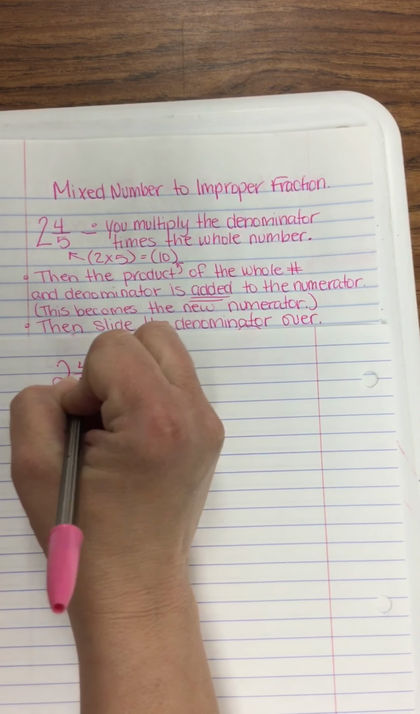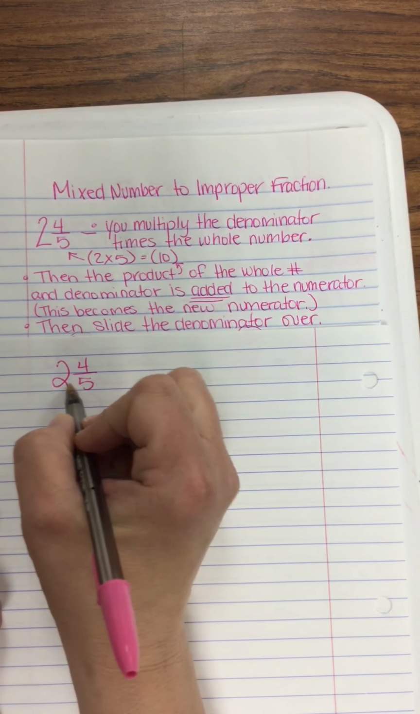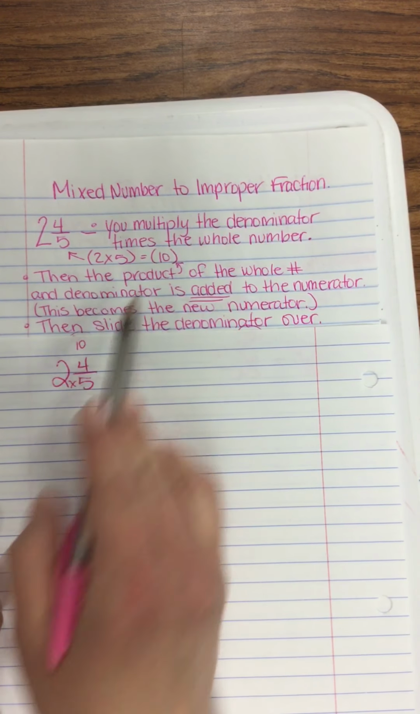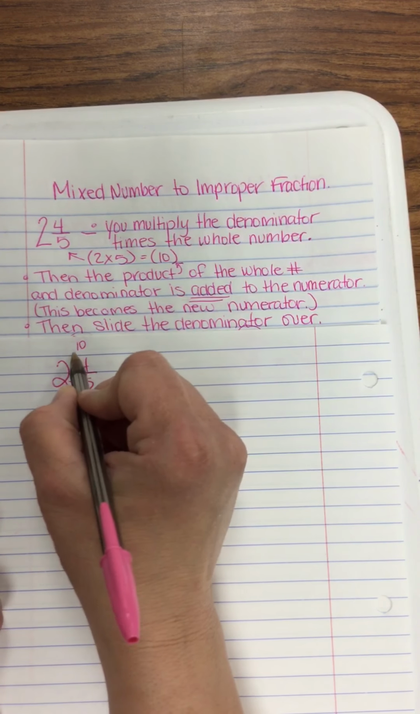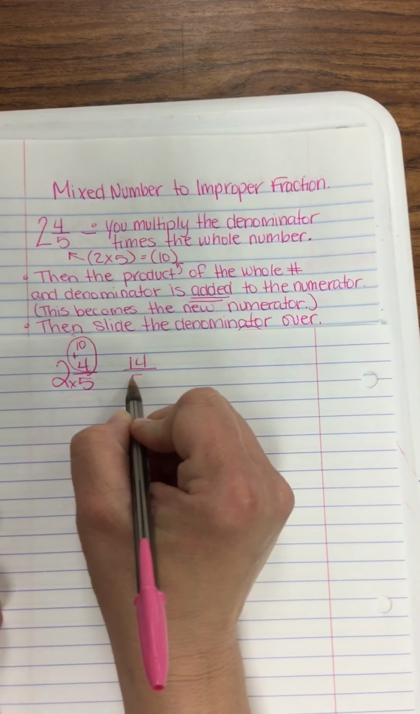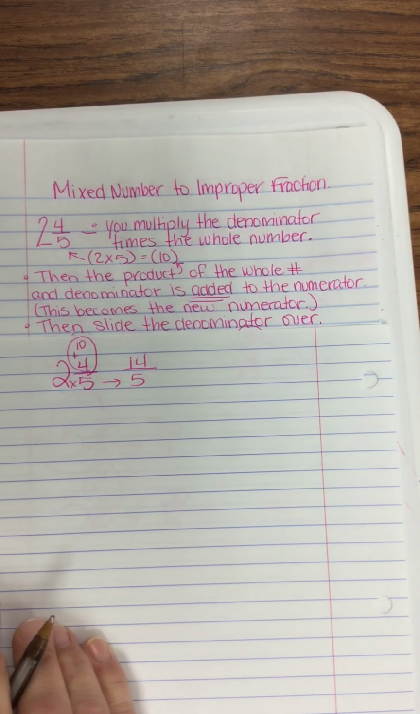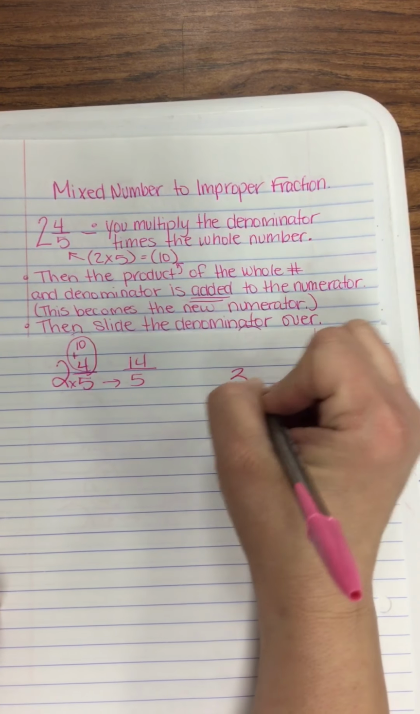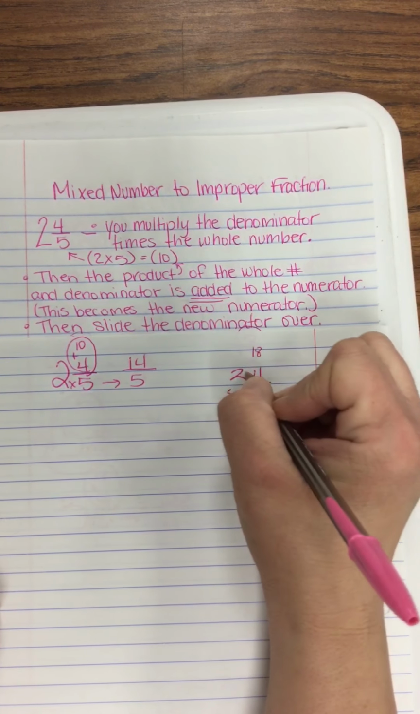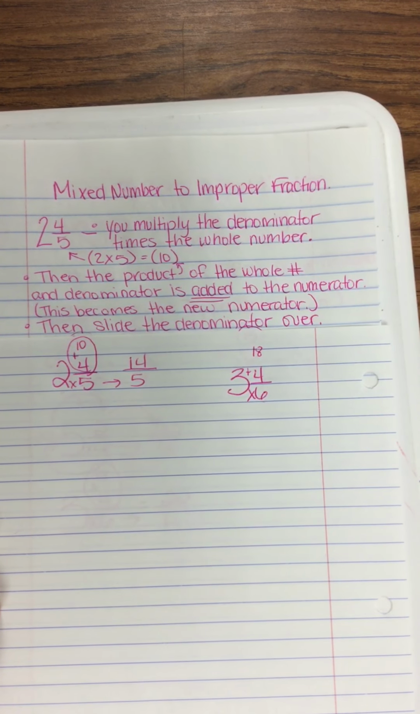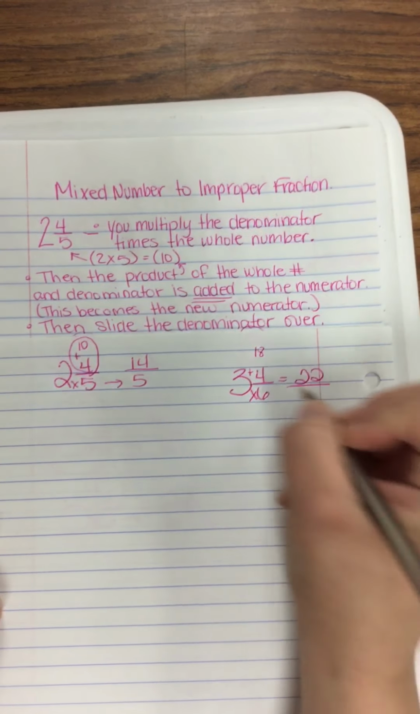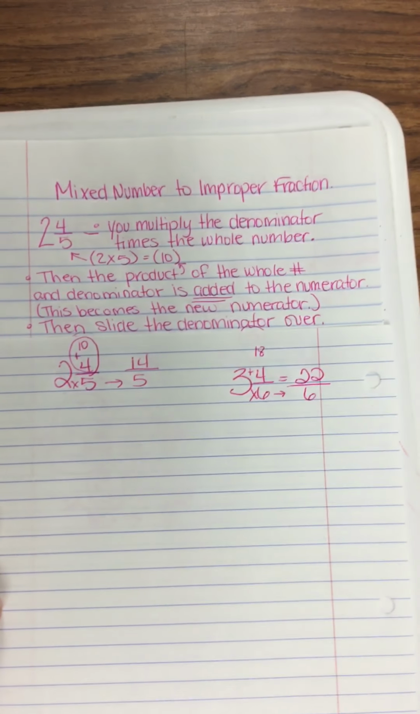2 4/5. We said we multiply 5 times 2 and we get 10. All right? 2 times 5 is 10. So then we're going to take that 10 and add it to the 4, and that is 14. And the denominator stays 5. Okay? 3 4/6. 6 times 3 is 18. And then we're going to add 18 plus 4, which is 22. And the denominator slides over and stays 6.